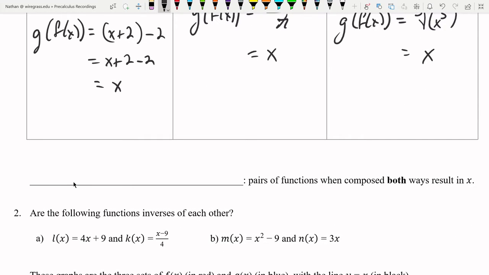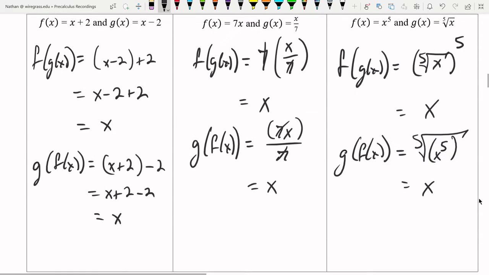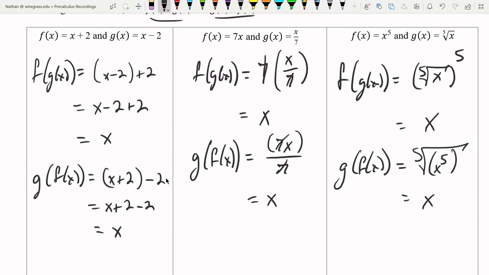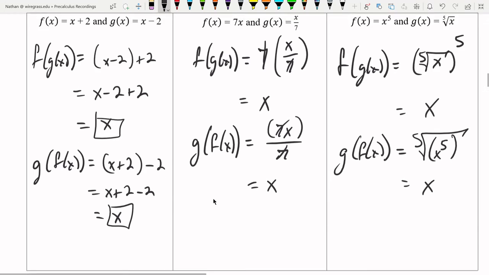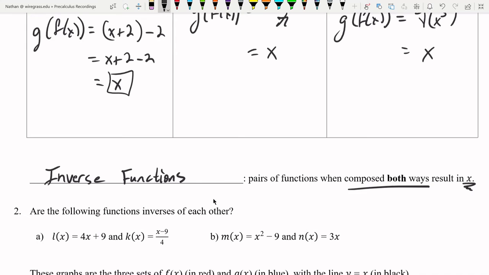These are what signify inverse functions. When you compose them both ways, you get x as a result. What this means is that no matter which way you plug it in, if you plug x into two inverse functions that are composed, you will always get x out as a result. And it has to be just x. It can't be like absolute value of x or anything like that. Give it a try in number 2.